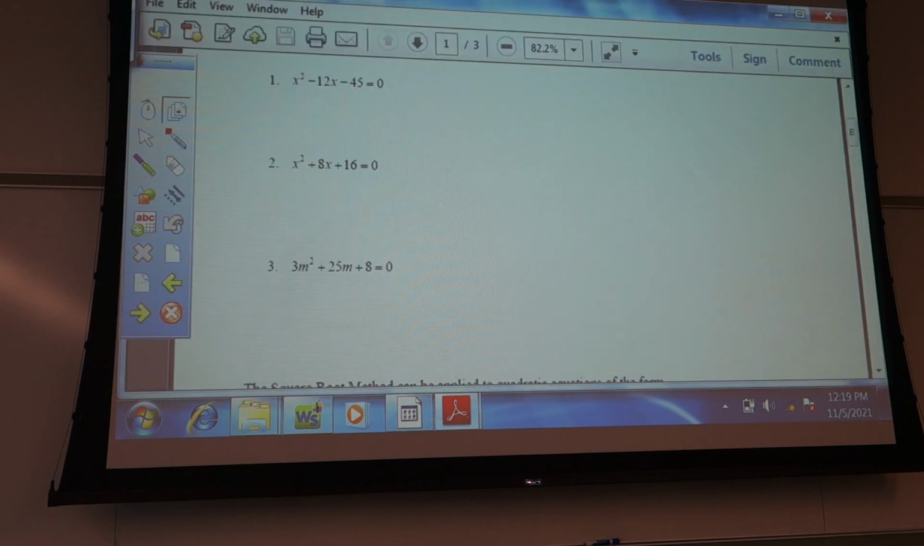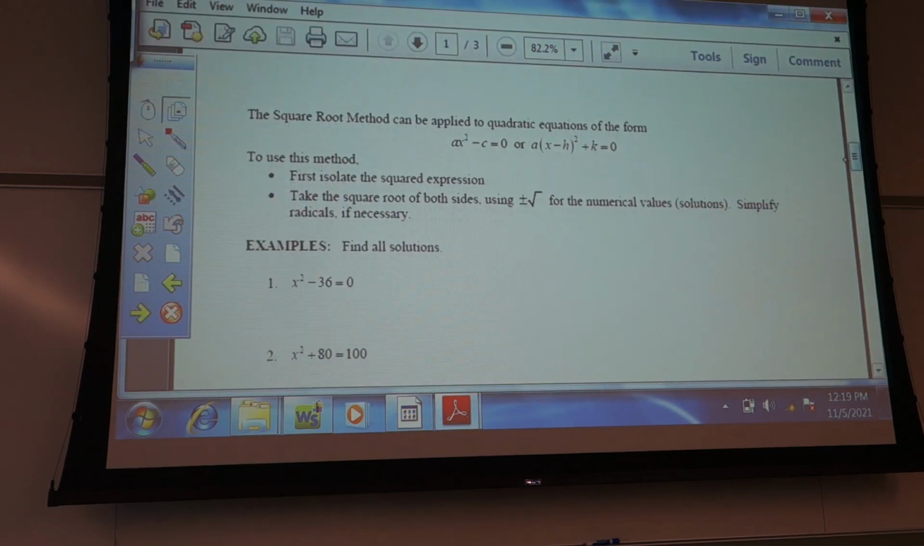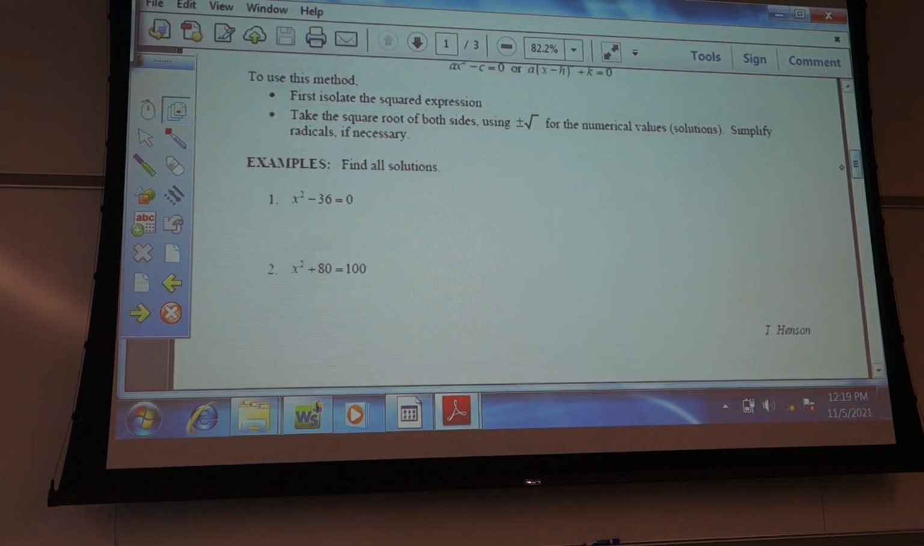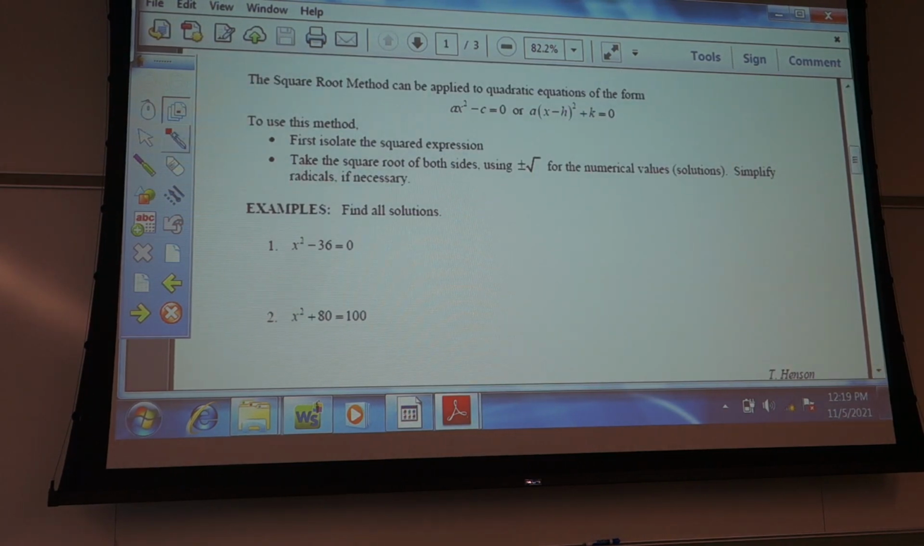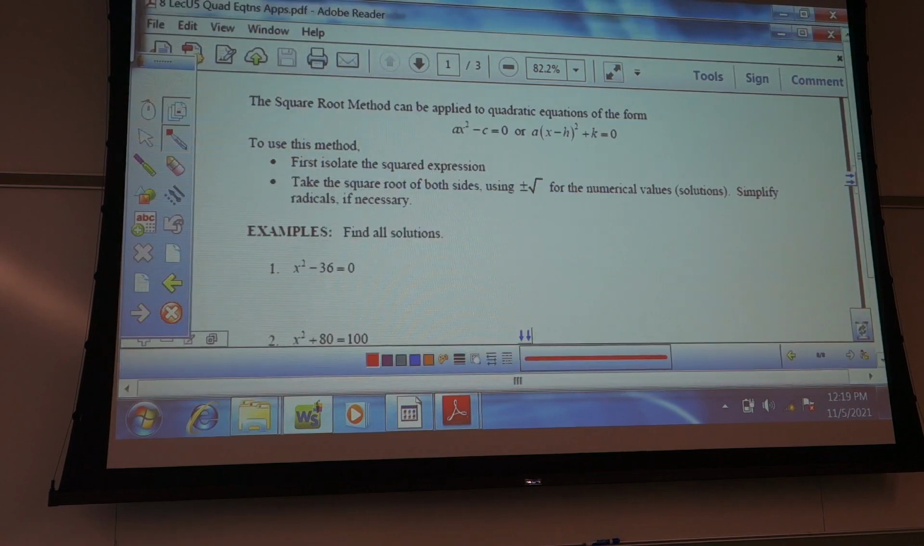Now we're going to take a look at the square root method. I don't know if folks remember this one. The square root method is when you can get your x squared all by itself.